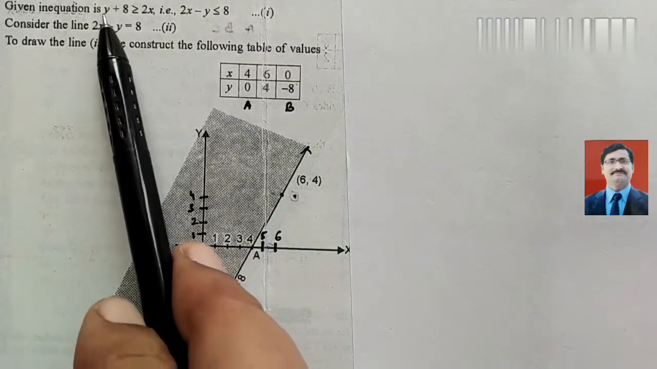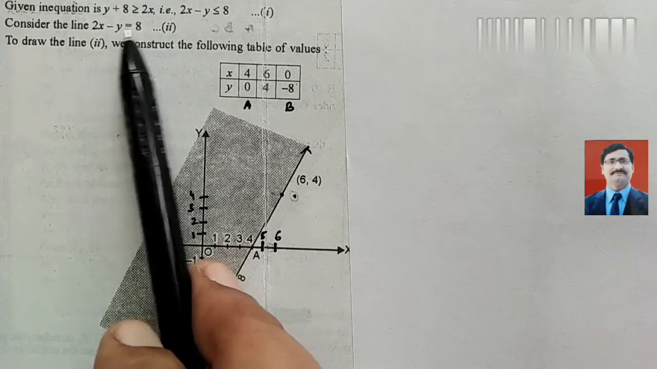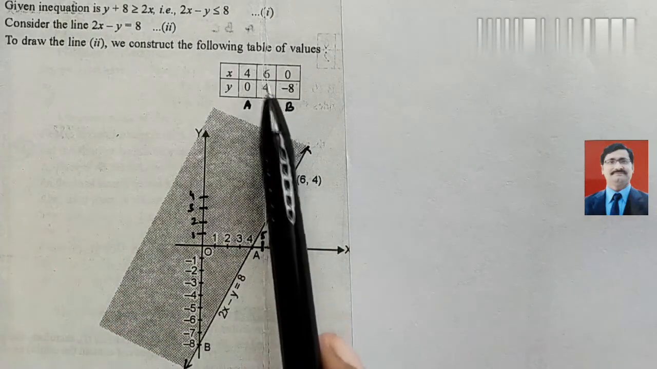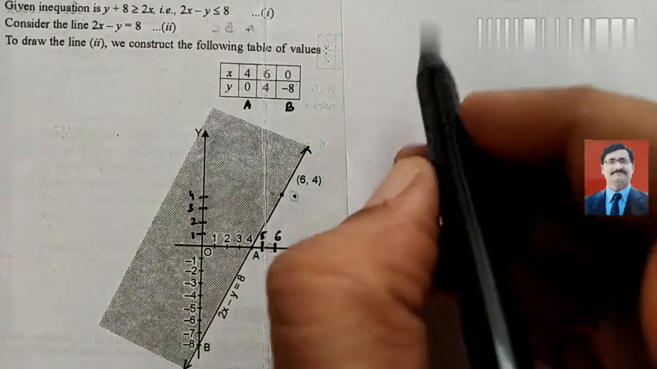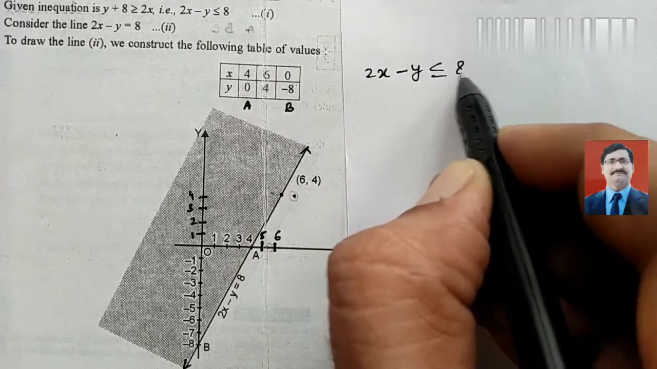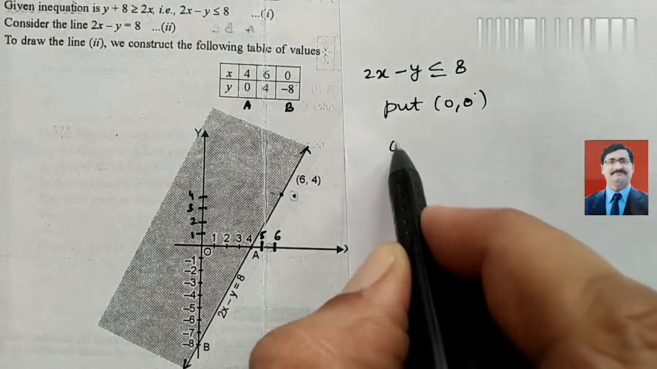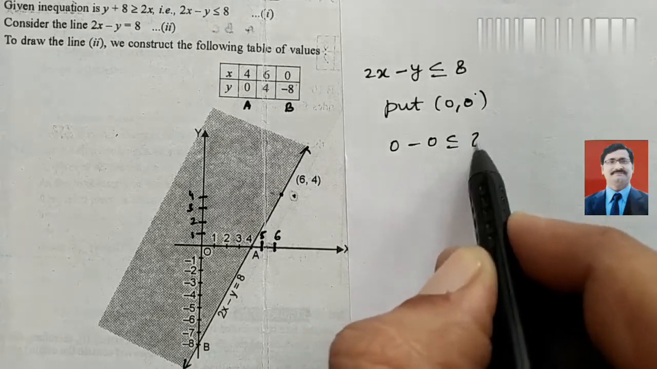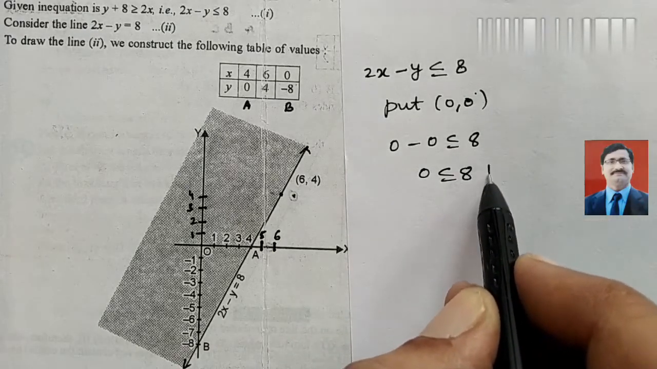Now we put x equal to 6, 6 times 2 is 12, we transfer 12, 8 minus 12 is minus 4, we cancel the signs, we get 4. So we get y equal to 4. Now we will put in this inequality 2x minus y is less than or equal to 8, here we put 0, 0. We put 0, 0, we get 0 minus 0 is less than or equal to 8, which means 0 is less than or equal to 8. This is true.